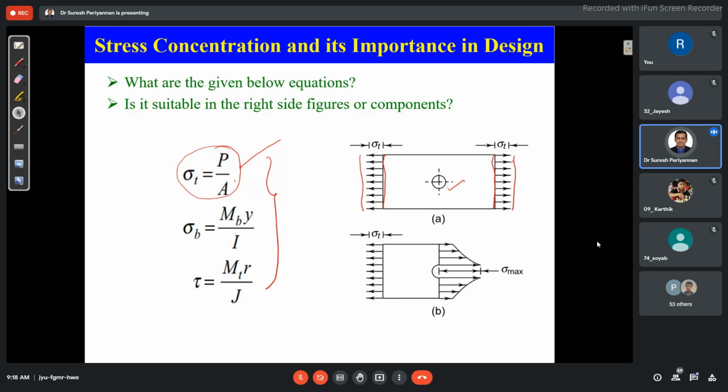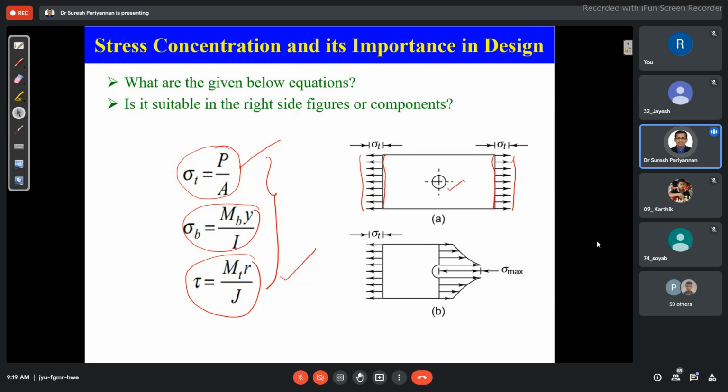But when a discontinuity is present, it is very difficult to use this formula. Similarly, when the component is in bending or torsion and such holes are present, we can't use this formula directly. Okay, we briefly discussed the reason, then we go to the next thing.